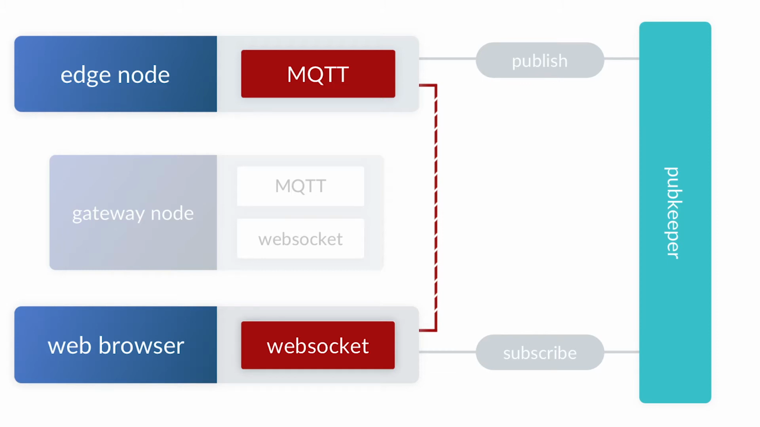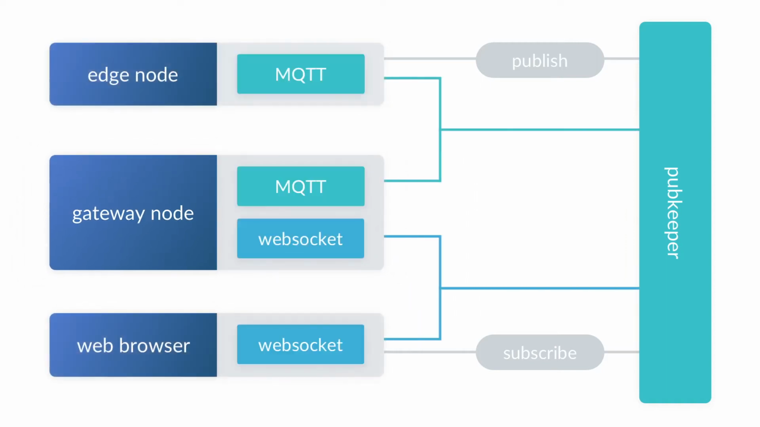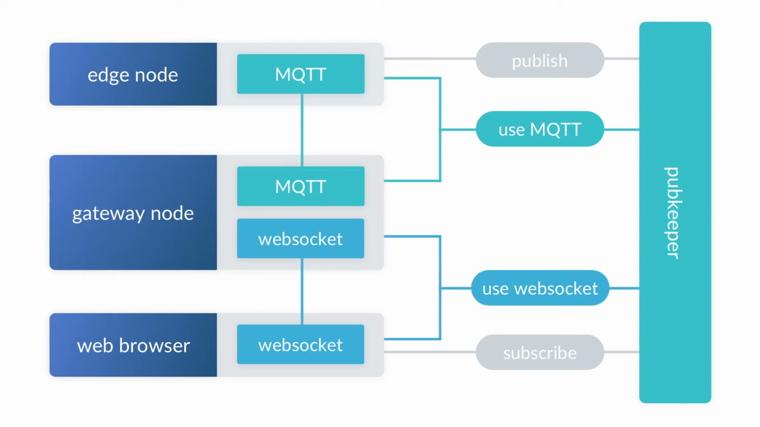However, Pubkeeper is smart. It sees that the gateway node does support WebSockets and that it can speak to the edge node over MQTT. So Pubkeeper builds a bridge using all 3 nodes. It sends a message to the edge node to communicate to the gateway with MQTT, and also a message to the web browser to communicate to the gateway using WebSockets.